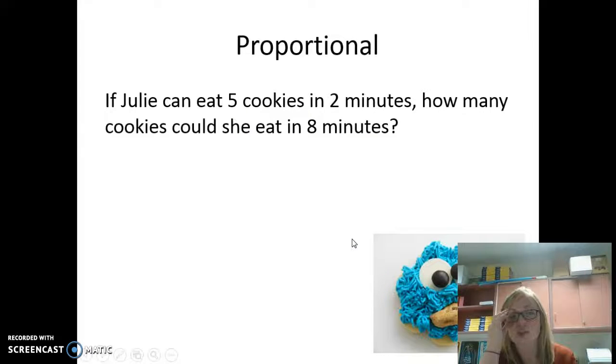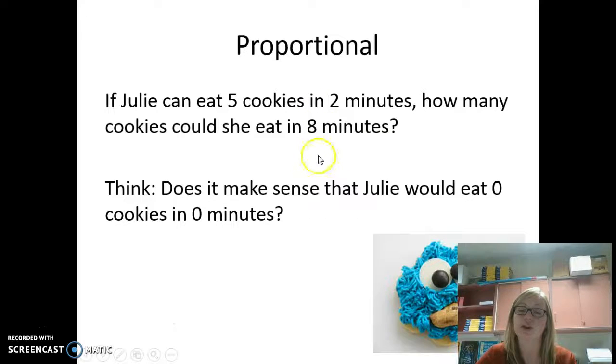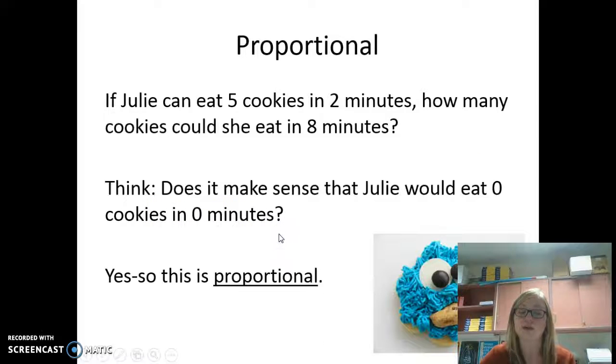Here's another example. If Julie can eat 5 cookies in 2 minutes, how many can she eat in 8 minutes? Well, think of 0, 0 again. You're comparing cookies to minutes. So does it make sense that Julie would eat 0 cookies in 0 minutes? Yes, it does. That means this situation is also proportional.